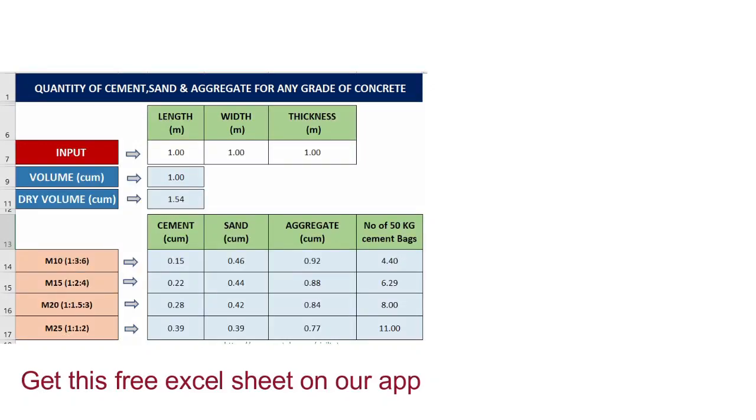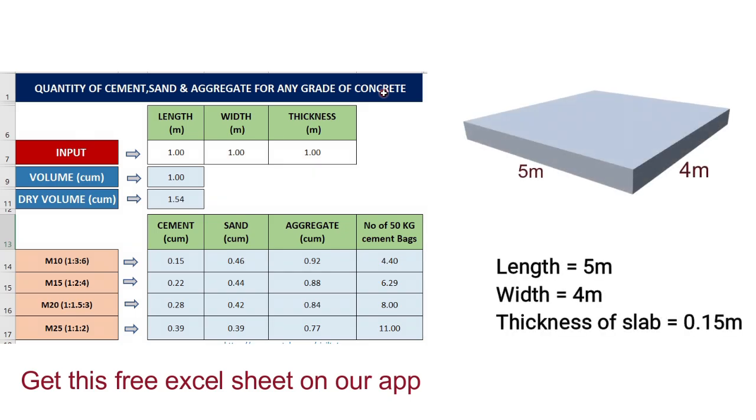In this lecture, I am going to show you how we can calculate the quantity of materials, that is cement, sand and aggregates, for any grade of concrete by using the Excel sheet. For illustration, let's consider a slab of size 5 meter into 4 meter, and let's assume the thickness of slab be 150 mm, that is 0.15 meter.